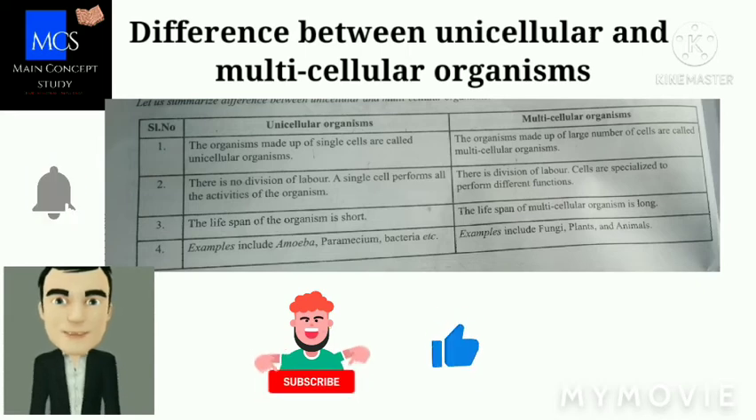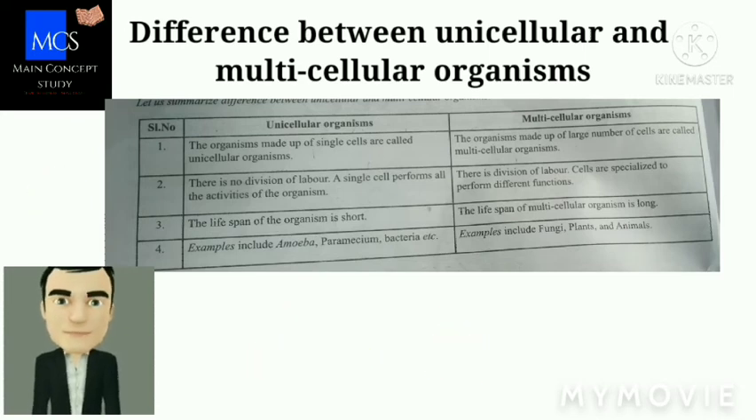Multicellular organisms: the organisms made up of a large number of cells are called multicellular organisms. There is division of labor. Cells are specialized to perform different functions. The lifespan of multicellular organisms is long. Examples include fungi, plants, and animals.